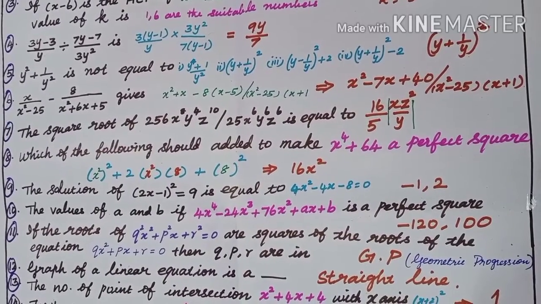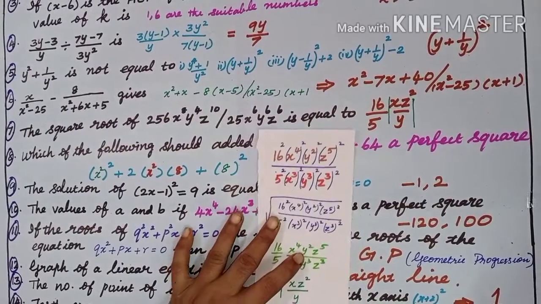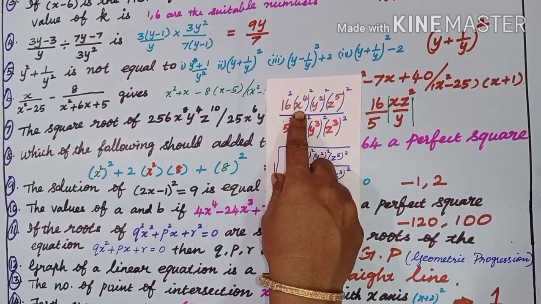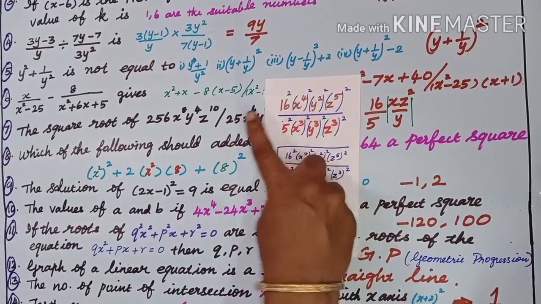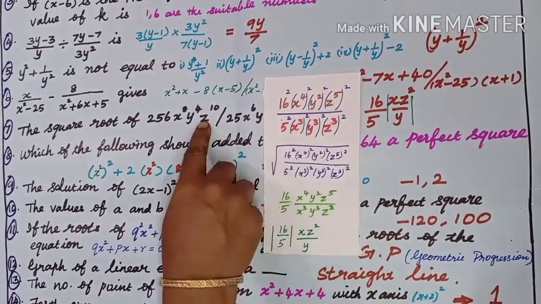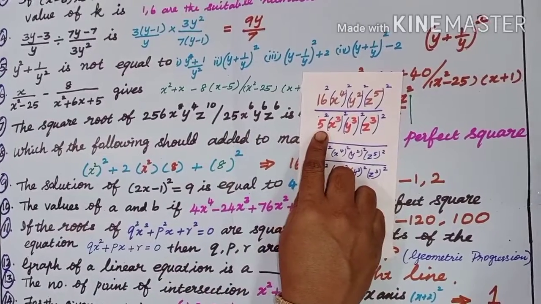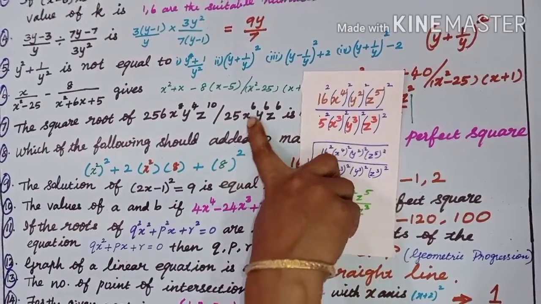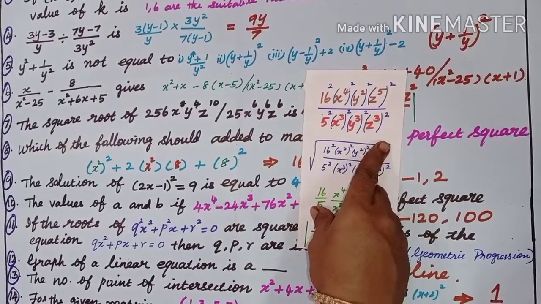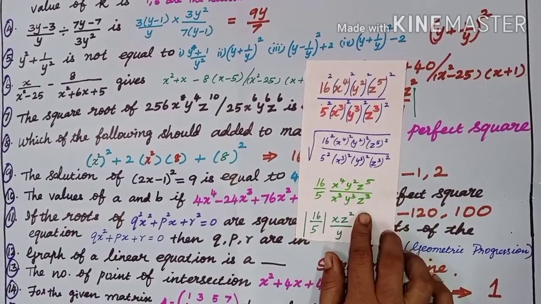Seventh one, the square root of 256. What is the square number of 256? So 16 is your square. 16 squared, x power 8, you will write using the power rule, and y power 4 you will write this, z power 10 you will write this. So here 25, 5 is the square number. So x power 6, y power 6, z power 6, you write this, taking the square root, you will get 16 by 5 here. Here is the answer.